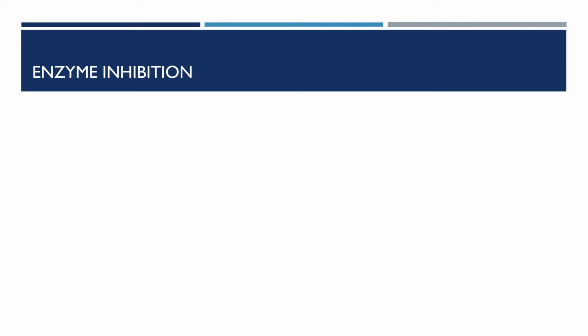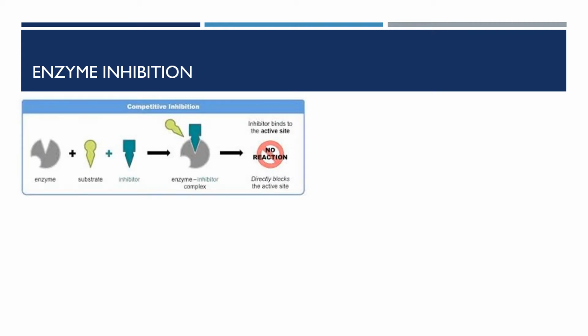Enzyme inhibition. So now you have two types: competitive and non-competitive. In competitive inhibition, you'd have a substrate and an inhibitor. Now the inhibitor and the substrate have a similar shape. So if the inhibitor binds to the enzyme instead of the substrate, it effectively blocks the active site, which means no reaction can take place. Therefore, you have all this substrate in space, but all of the enzymes are blocked, so no reaction can occur.